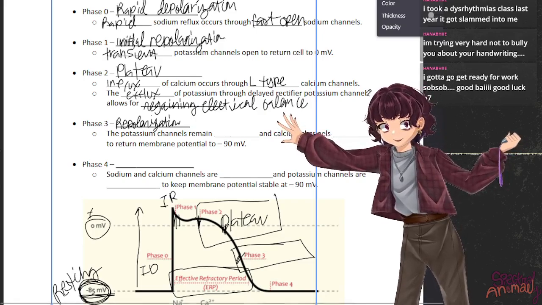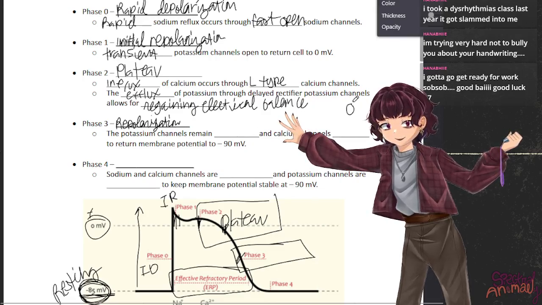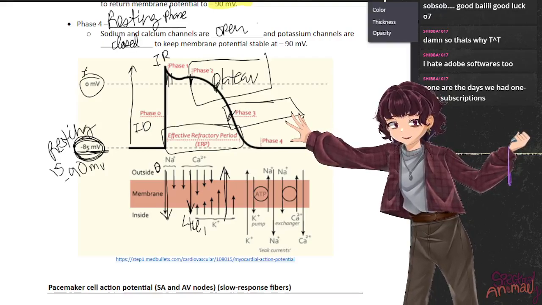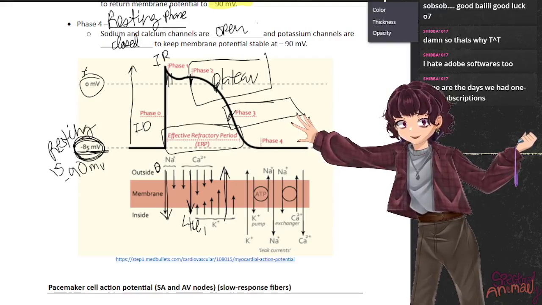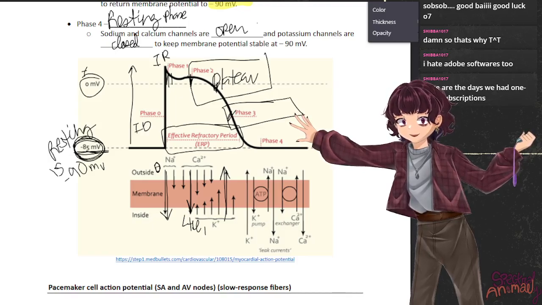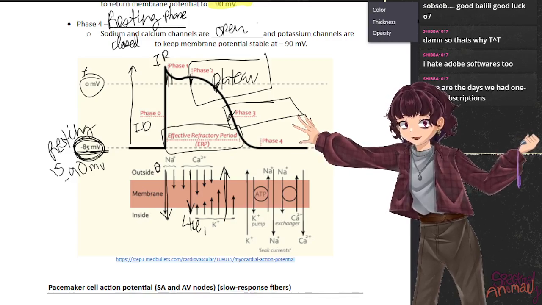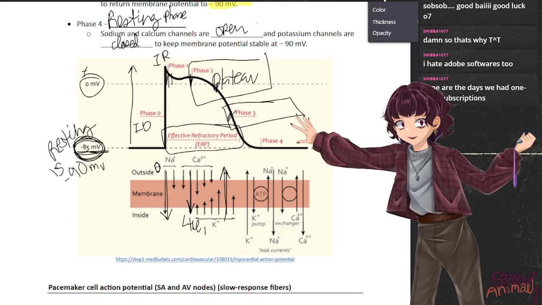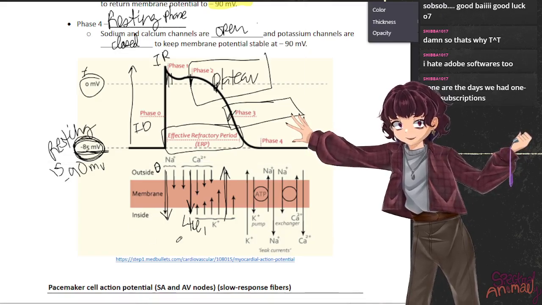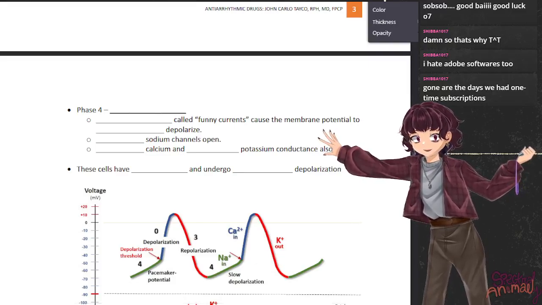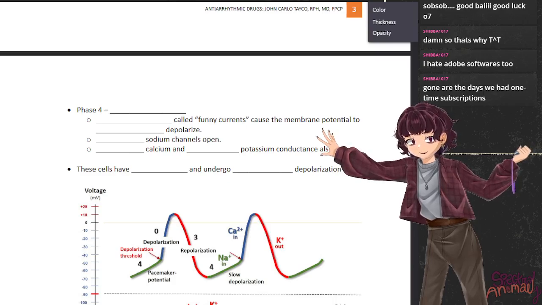It could be worse. And this one here, the potassium channels remain open and the calcium channels close. So in phases 1, 2, and 3, potassium channels are open. Phase 4, potassium is closed. So then, 4 is going to be weird. Phase 4 is slow, spontaneous depolarization.